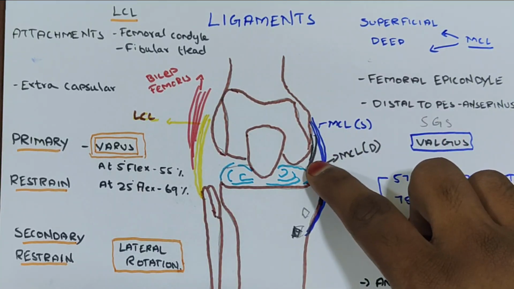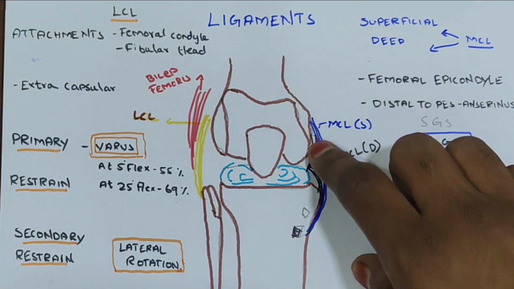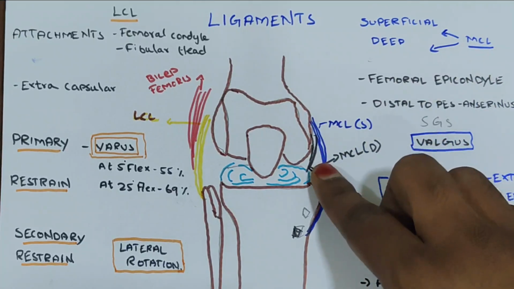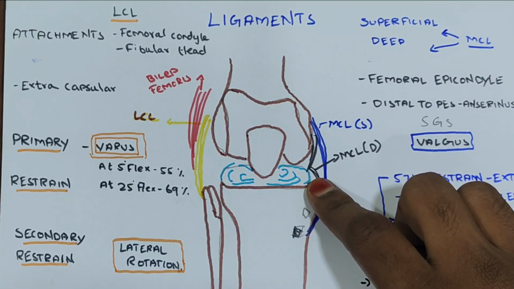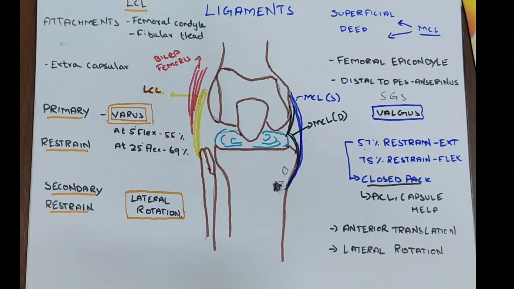One is a superficial branch, another one is a deep branch. So the deep branch, not a branch, it's also known as a layer, is attached to the meniscus through a meniscofemoral ligament. Meniscofemoral ligament. Okay. Now MCL attachments.